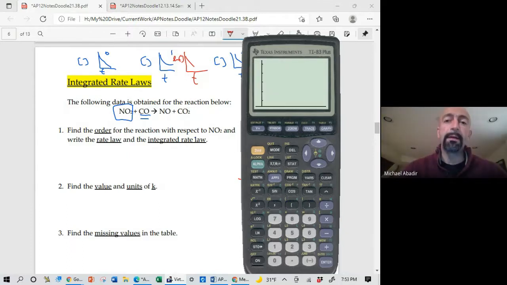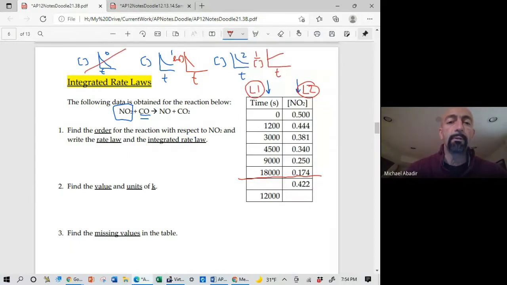Usually you don't see the graph, so you're going to hit zoom 9. Zoom is in the middle, so zoom and then 9. And that's going to give you this graph. This graph is definitely not a line. So we know for sure that this cannot be zero order. So we're going to take that off the list.